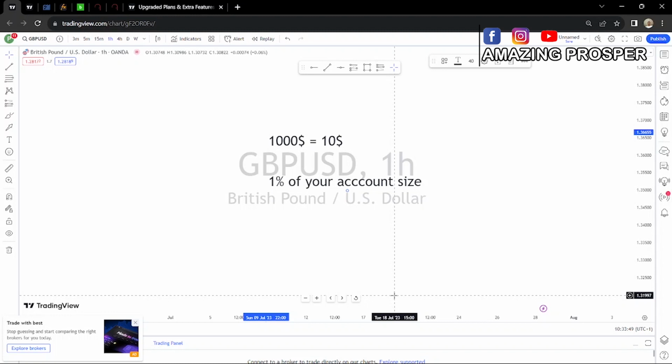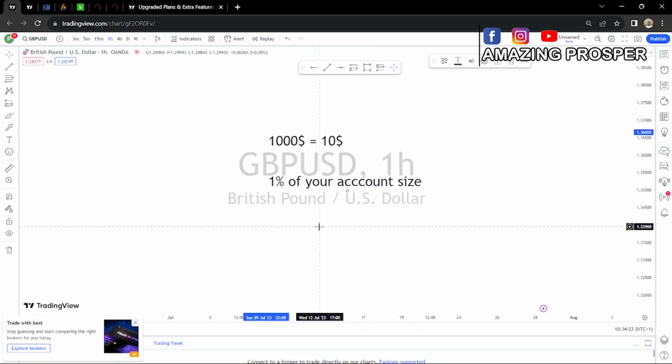But what we do as professional forex traders is get our wins bigger and our losses smaller. So our wins must be bigger than our losses when we are trading. That's what will give you an edge. That's what will make you a successful forex trader in the long run. So you are risking 1% of your account size, which is $10. What you also do is have a risk to reward ratio of 1:2.